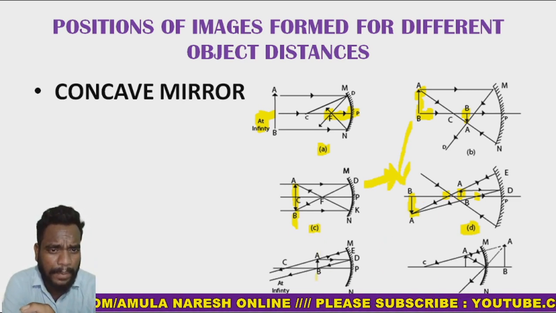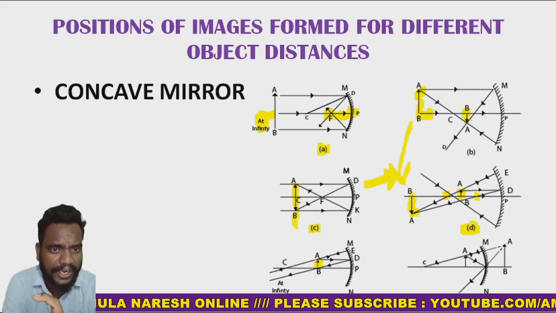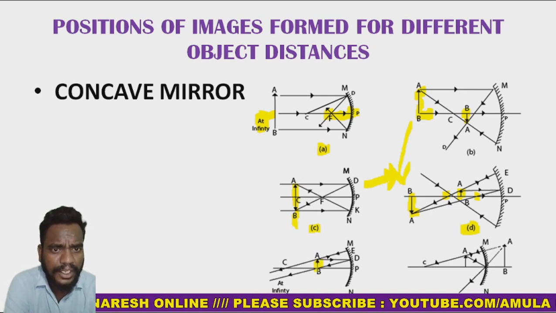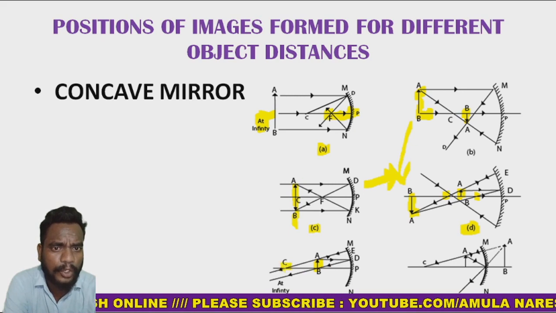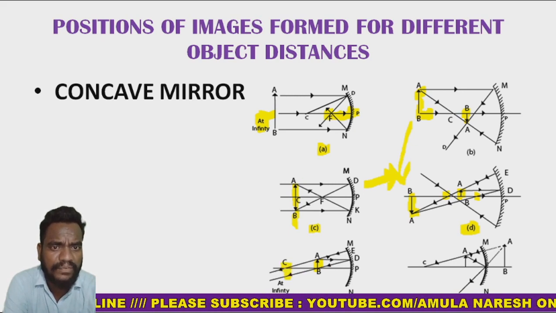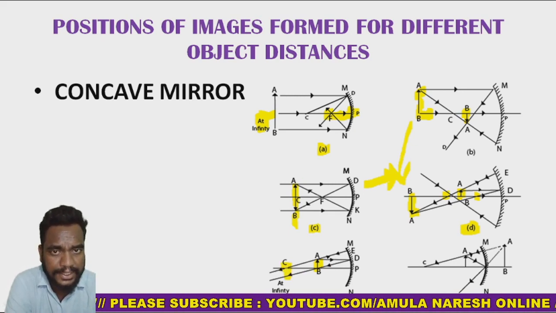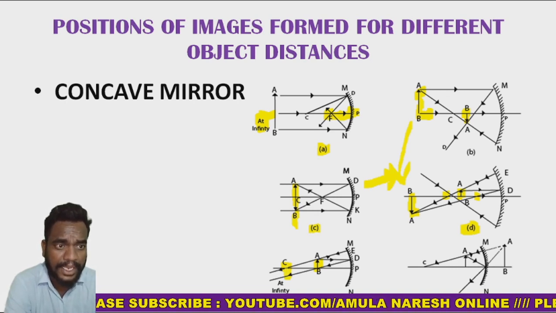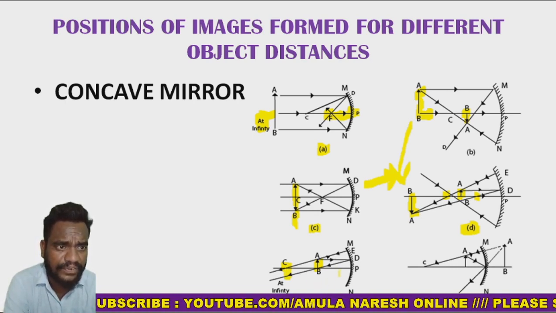Whereas if the object is placed exactly at the focal point, the image is not formed at all, because the reflected rays will be parallel to each other, so there will not be any image formed. Hence the image is at infinity.